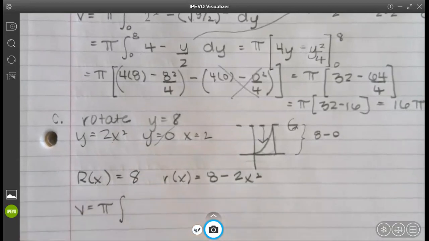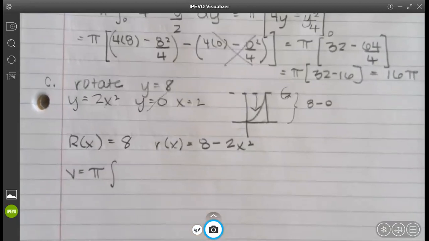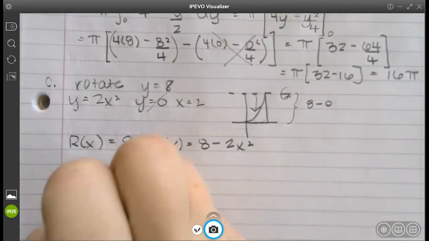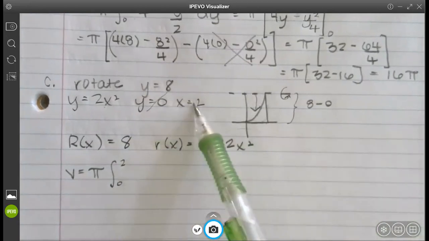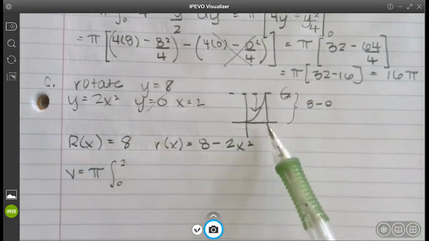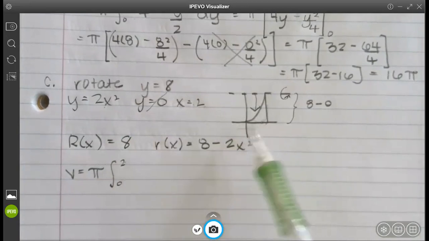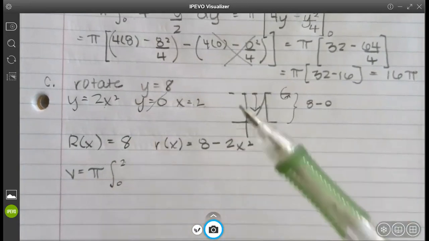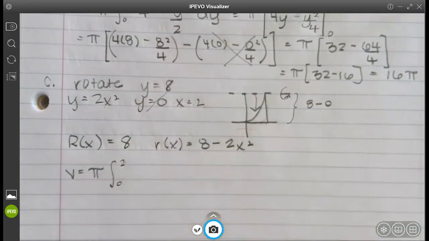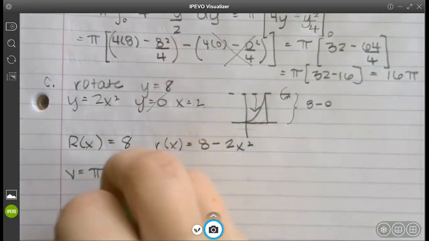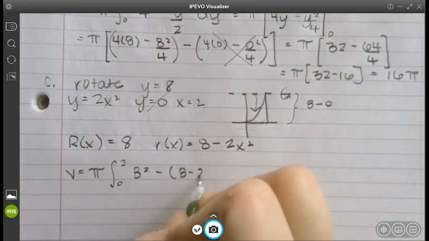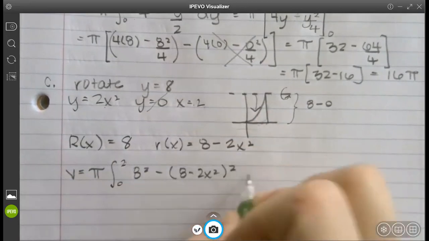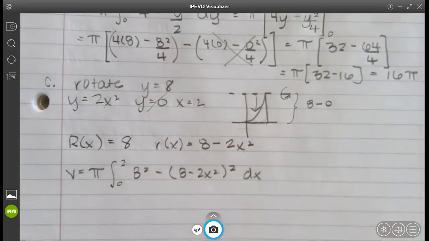What are my values? How'd you get 0 to 2? You can plug it in, or you have x equals 2 right here, so you knew that was it. It's how far it stretches on the x-axis. So if I can graph it in my calculator, I can see that it goes from 0 to 2. And then big R squared minus little r squared dx.